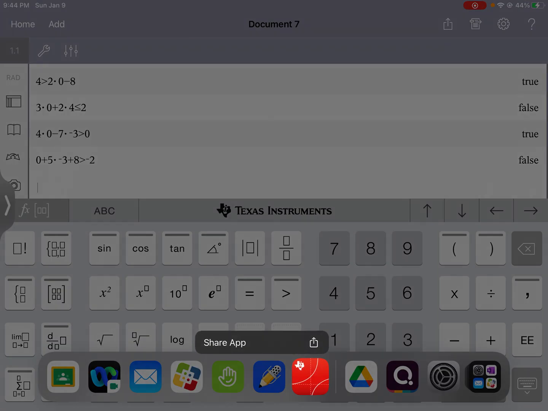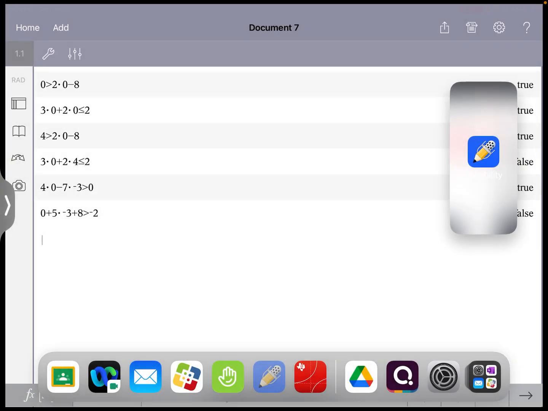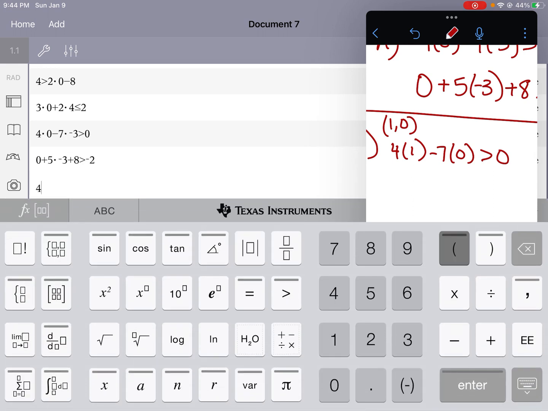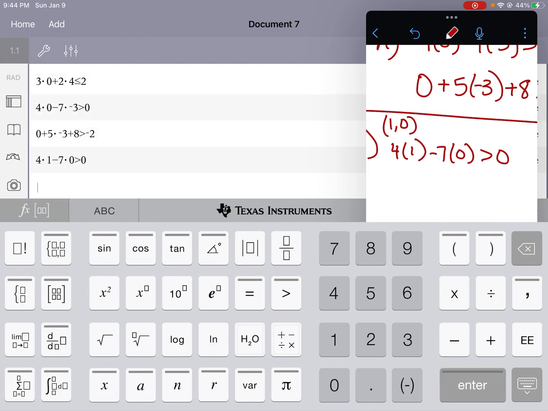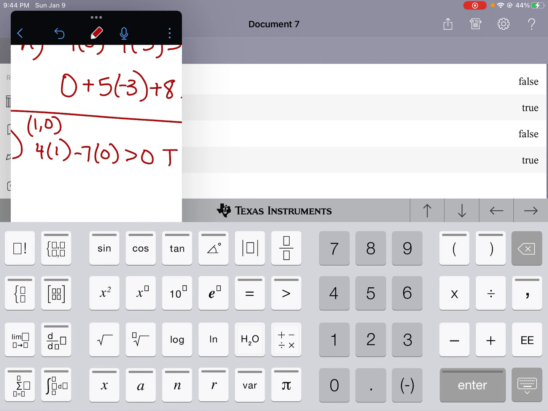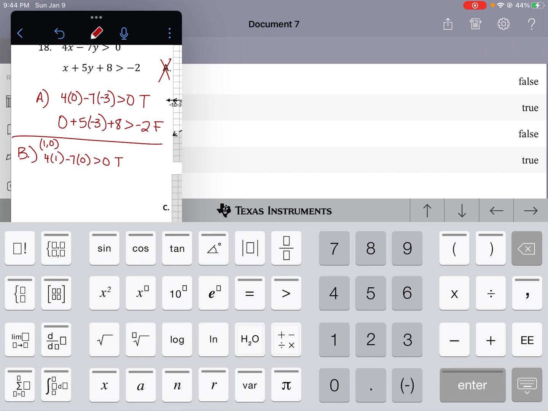So here we go. It's very tedious switching back and forth between these. So 4 times 1 minus 7 times 0 is greater than 0. We get true. Okay, now I'm going to plug it into the second equation. So I have 1 plus 5 times 0 plus 8 is greater than -2. So 1 plus 5 times 0 plus 8 is greater than -2.